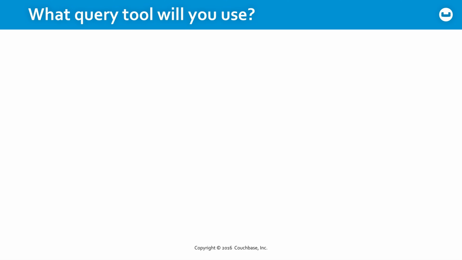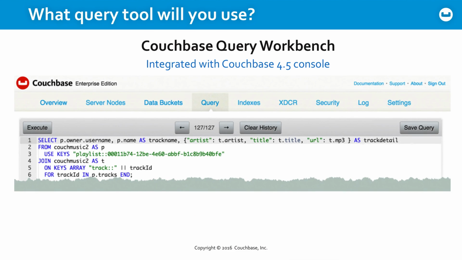So what query tool are you going to use in this course? Well, Couchbase 4.5 now includes the Couchbase Query Workbench, a robust tool for developing and testing queries against your data buckets. We'll also make reference to CBQ, the command line tool that is available in all of Couchbase 4.x and higher distributions, but our work will focus on the robust Couchbase Query Workbench tool.